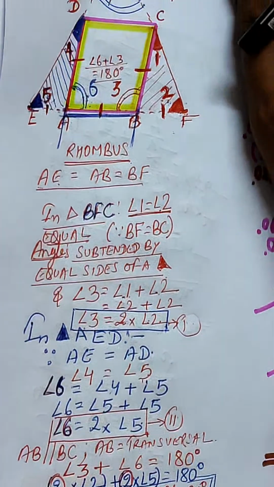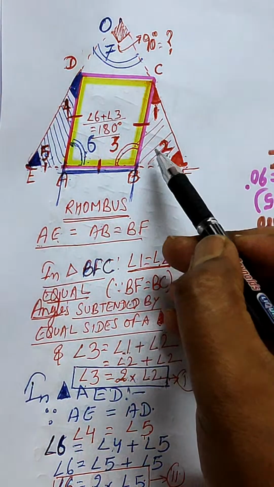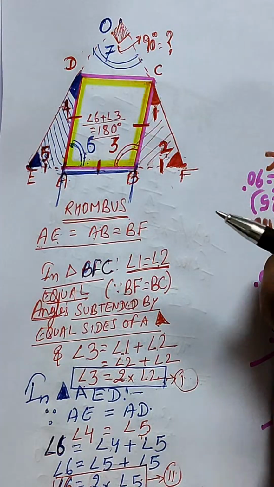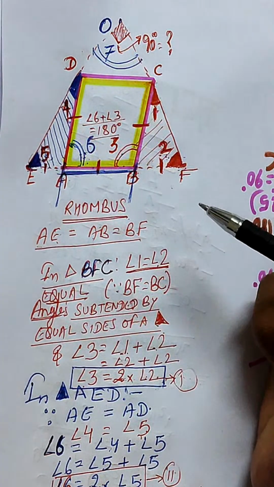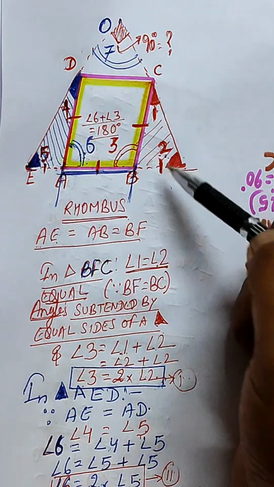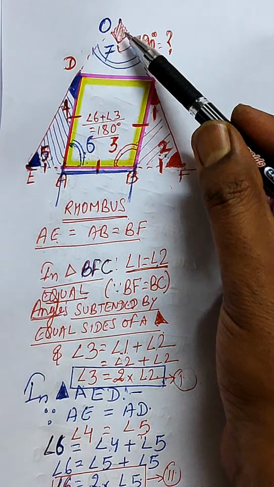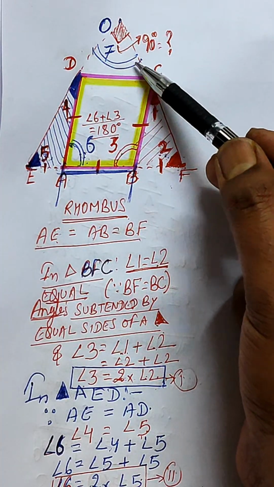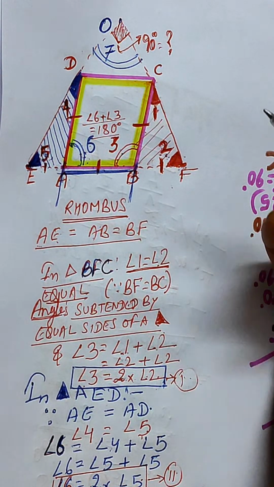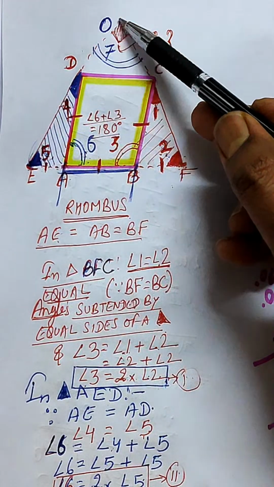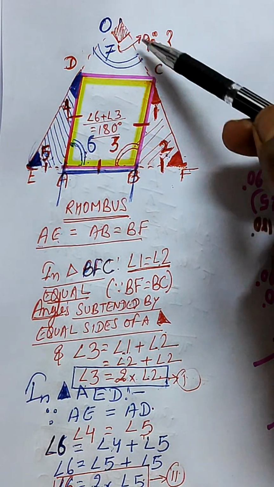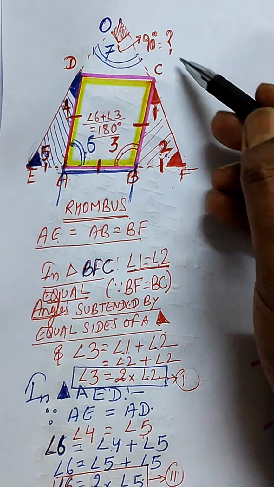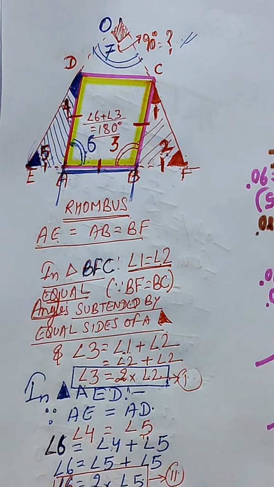Since 2 plus 5 is 90 degrees and the sum of all the angles of any triangle is 180 degrees, then in triangle EOF, if this 90 degrees is subtracted, the value of the remaining angle, that is angle 7, will be equal to 180 minus 90, which is equal to 90 degrees. That means ED extended to O and FC extended to O, these two lines are perpendicular to each other, and in this way we have proved it, right?